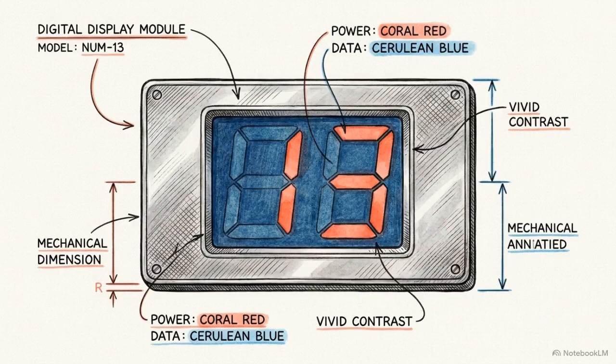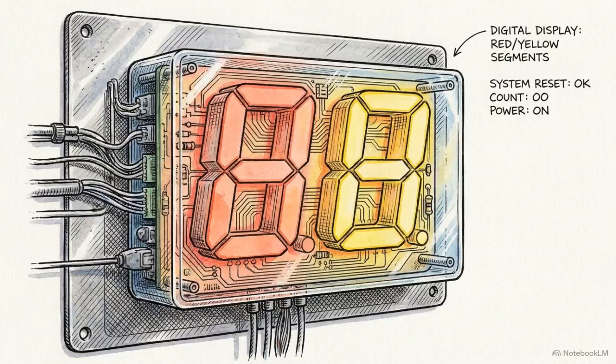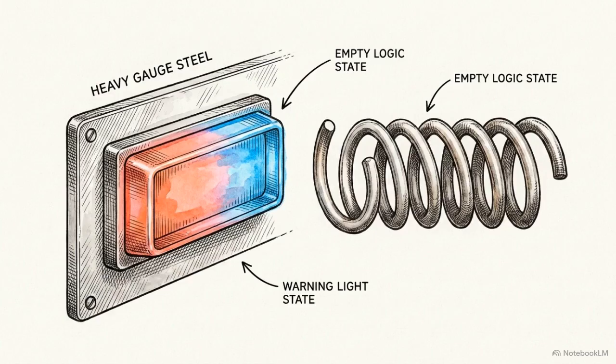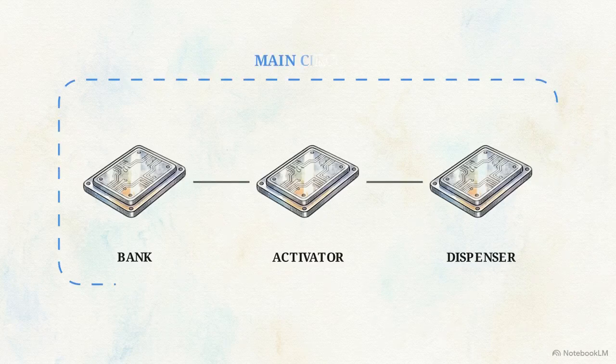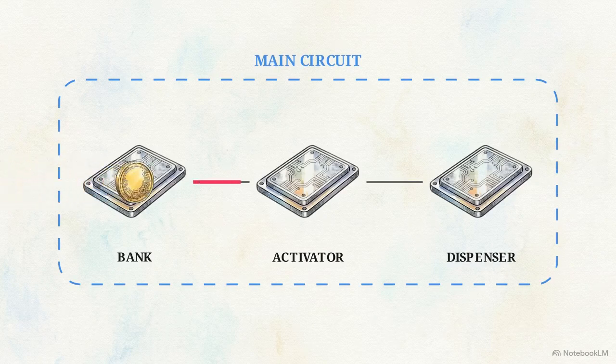Simultaneously, a digital counter operating in the background subtracts exactly 1 item from the machine's internal inventory. If that specific inventory counter ever hits 0, the logic trips a physical sold-out LED to warn the next person in line. These isolated modular boxes, the bank, the Activator, and the dispenser, wire perfectly together to form the main circuit, turning a physical coin into a physical snack.